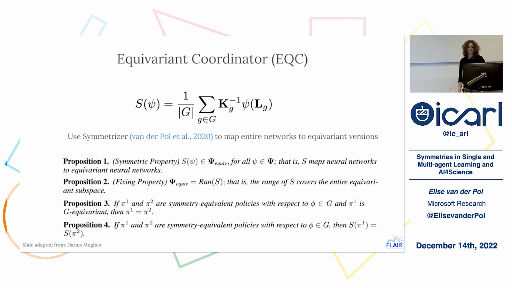And the way we end up using this is by doing something called the Equivariant Coordinator. This is actually a variant of the symmetrizer that I alluded to before, where the symmetrizer takes a weight matrix and projects it onto an equivariant weight matrix. This instead takes entire networks and projects them onto equivariant versions. This has some nice properties that are related to the symmetrizer. I'm not going to go into those, but importantly, like proposition 3, you can see the pi1 equals pi2 thing. So we have the proof for that in the paper as well.